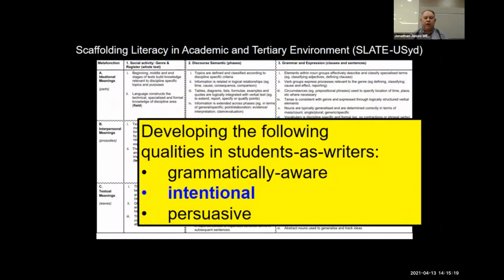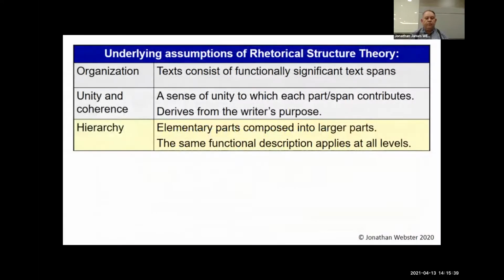This is the second point. Writing with intention. The writing should be intentional. You're grammatically aware, and at the same time, you're also intentional about how your ideas are being developed across the text. The idea is how a text is built up as parts into larger and ever larger parts, up until the text as a whole.